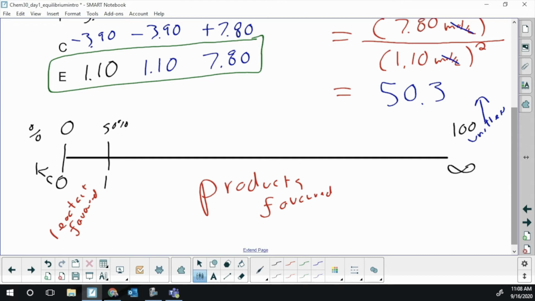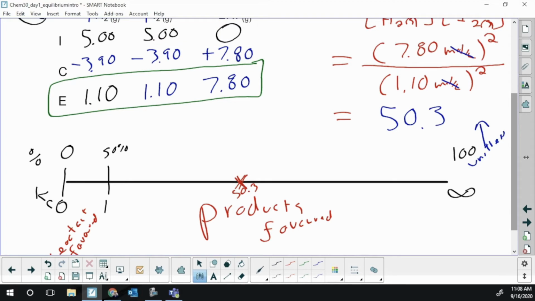Okay? Now in this question, we're at 50. Okay? So I'm kind of guesstimating, maybe there's our 50.3, and we're in the products favored section. Okay? And we see that in our reaction, we used up most of the reactants. Okay? We went halfway would be using up 2.5. We've used up more than 2.5. Okay? We've made more than half of the maximum amount of product. We're greater than 50% yield. We're above 1 with our K value. So things are aligning. They make sense. The percent yield, the K value makes sense with the data we're given.